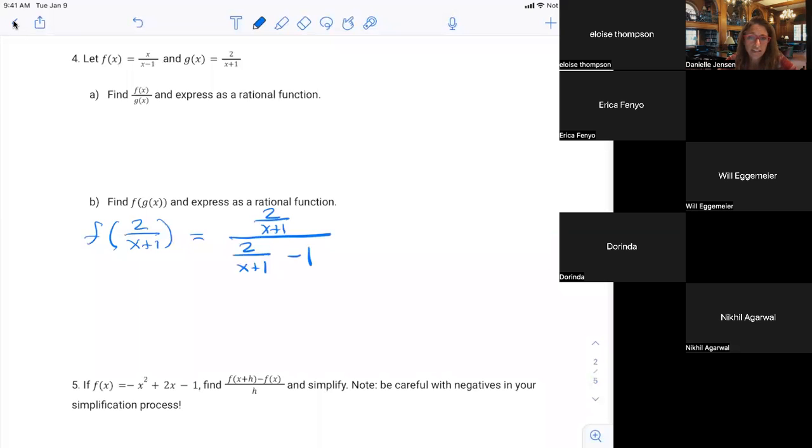The best way to deal with a complex fraction like this, if I had just a single fraction in the numerator and a single fraction in the denominator, which I think happens in part A, then you can just solve the division problem by multiplying by the reciprocal. But it's not so easy here, because I don't just have a single fraction in the denominator. I have both 2 over x plus 1 and the minus 1.